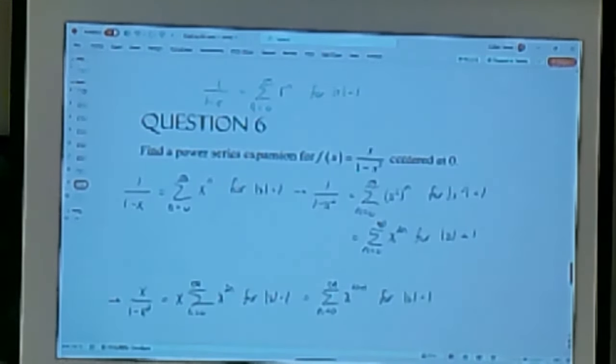And remember, you have to include an interval. It wouldn't be good enough on a test just to give me the series, the sum of x to the 2n plus 1. You wouldn't get full credit. You'd have to tell me where that expansion is valid.